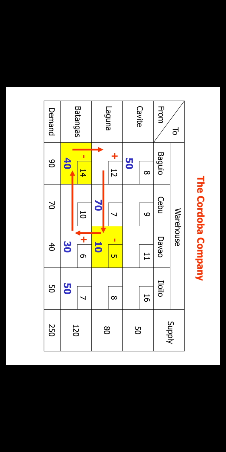So in the next tableau, the unused cell with the cost of 12 would now have a value of 10. The used cell with the cost of 14 would be 40 minus 10, or 30. The used cell with the cost of 6 would be 30 plus 10, or 40. And the used cell with the cost of 5 would now become blank, considering that it currently contains the value that we've been adding and subtracting.